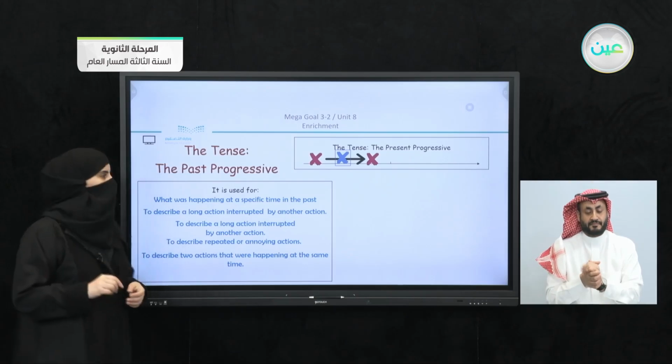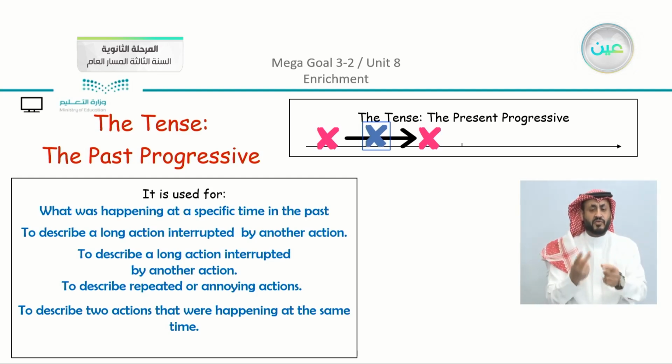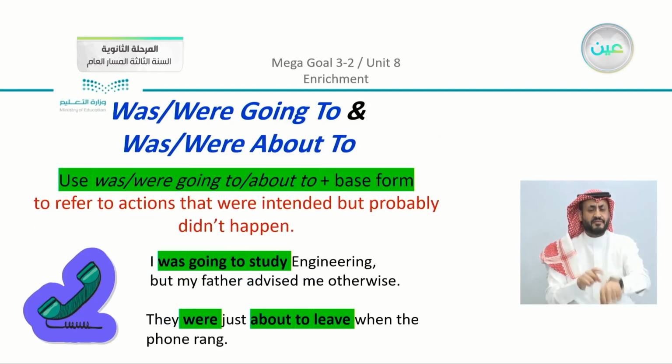We use the past progressive for what is happening or what happened at a specific time in the past, to describe a long action interrupted by another action, to describe two repeated or annoying actions, and to describe two actions that were happening at the same time.